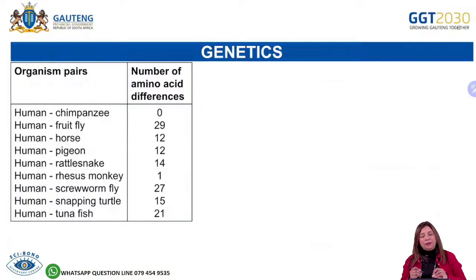So the next evidence for evolution we're talking about is genetics. Now, genetics is something you are familiar with. Remember, in genetics, you did DNA and RNA, and you spoke about chromosomes and passing on genes to the next generation. So you have previous knowledge. You're just going to use that knowledge to better understand the section.